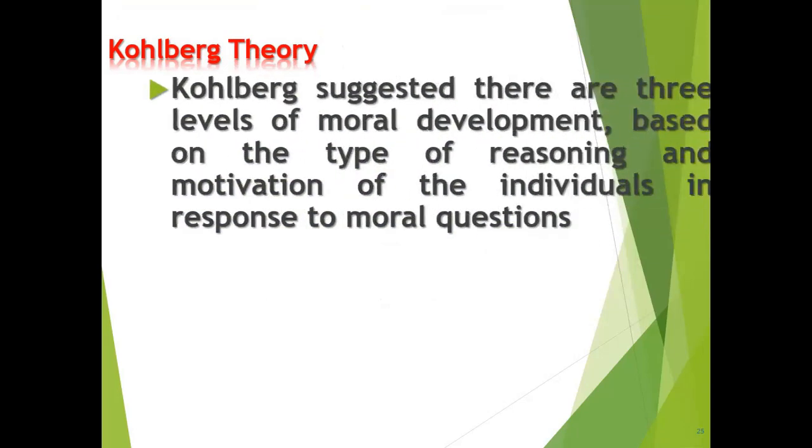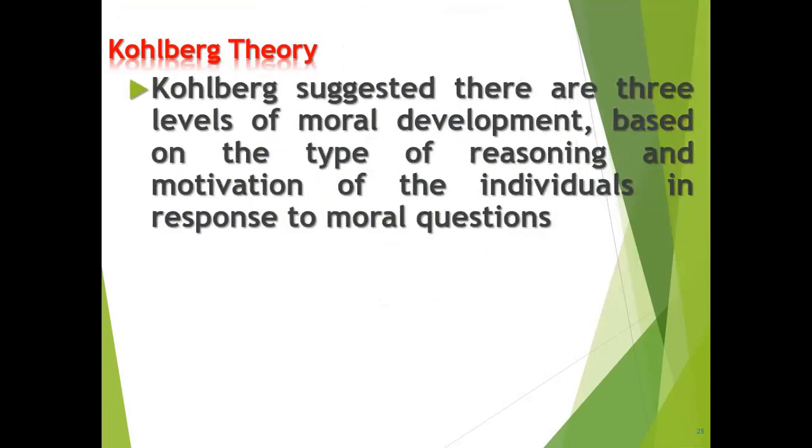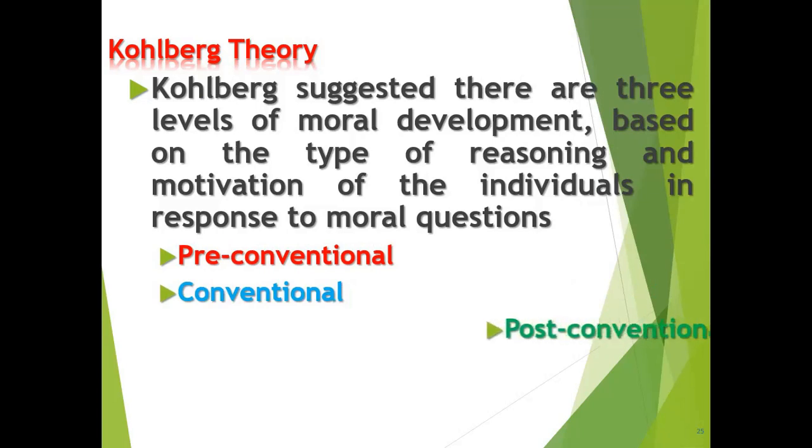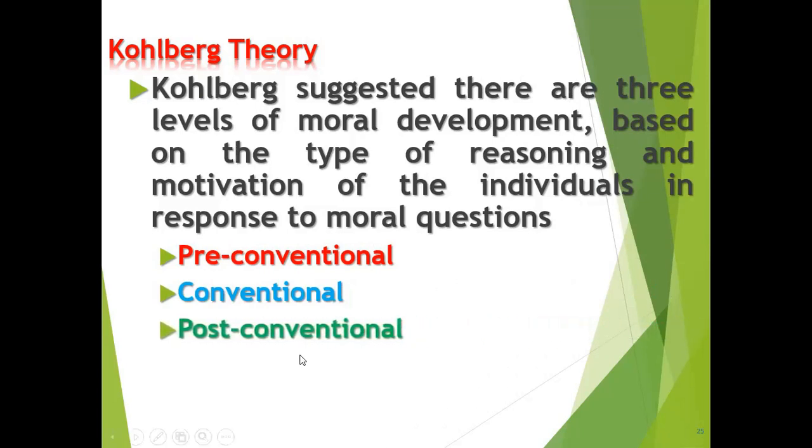First one is Kohlberg's theory. So these are moral development theories. In Kohlberg's theory, he suggested there are 3 levels of moral development based on the type of reasoning and motivation of the individuals in response to moral questions. So the 3 levels are pre-conventional, conventional, and post-conventional.